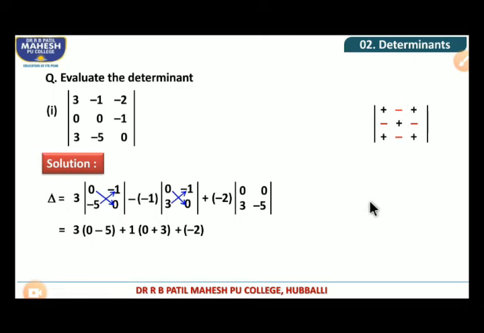Right. Therefore, in the next step, we can take the simplification. 3 into minus 5 is minus 15. 1 into 3 is plus 3. And here it is 0 only, because minus 2 into 0. So it is 0. So the remaining is minus 12. So this is the value of this determinant.